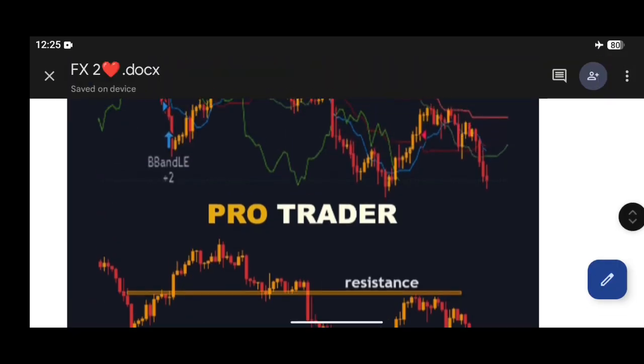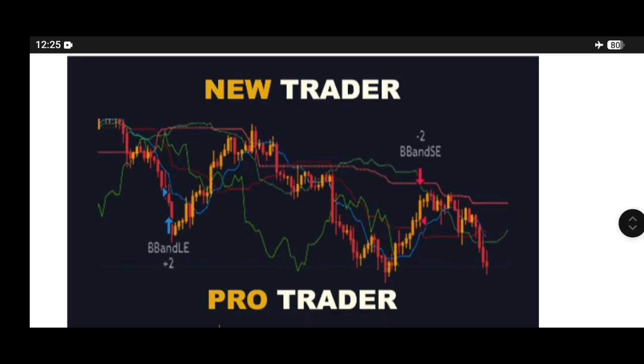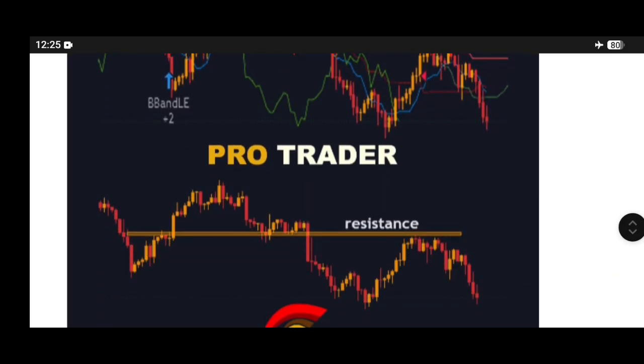So are you seeing how clean this market is? Are you seeing how rough the new trader's market is in this diagram? Are you seeing how neat and clean the pro trader's is? Because in trading, you need to keep things simple. Yes, you need to keep it simple. Don't complicate things. Are you getting me? So learn from this diagram that I'm showing you. Are you getting me?